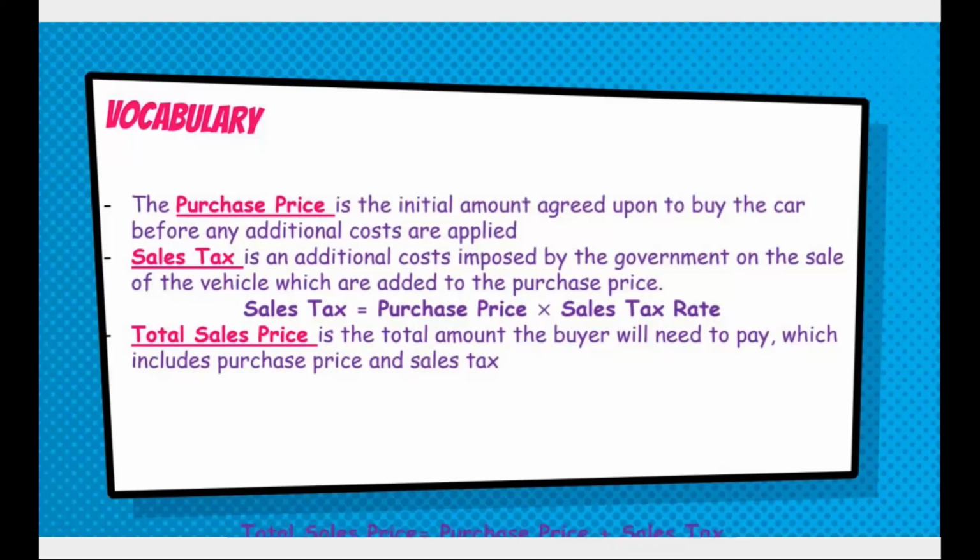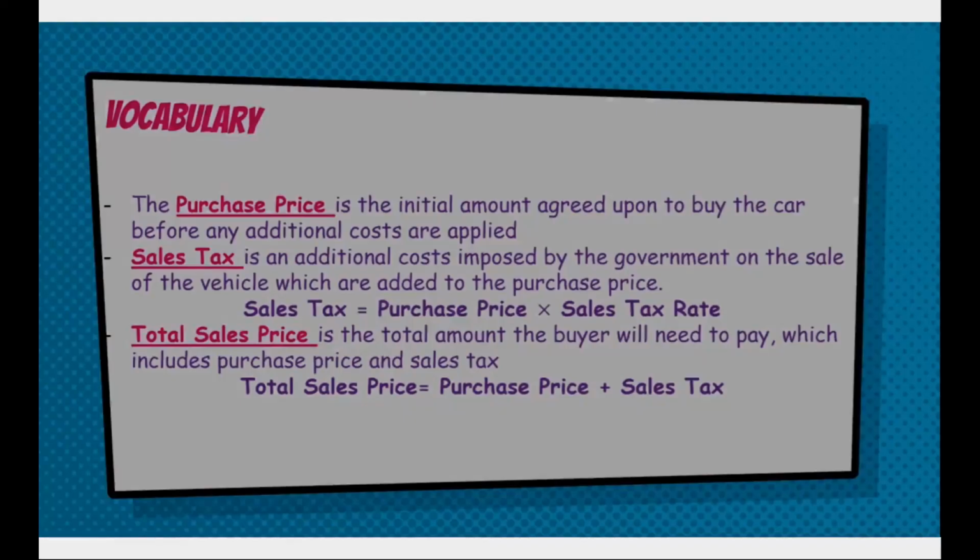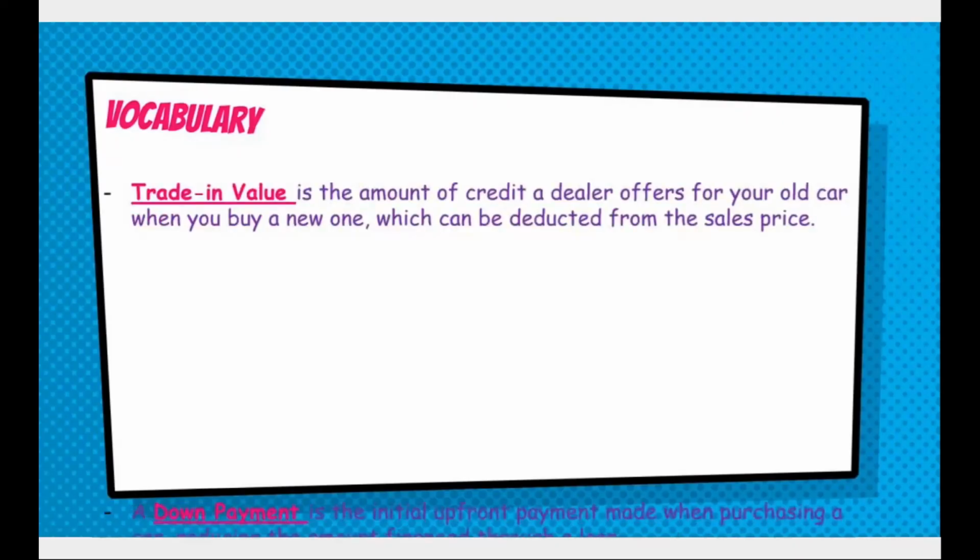So the total sales price is the price after tax. Whatever you agree upon, the purchase price plus the sales tax gives us our total sales price. So you're going to be finding your total sales price after tax. And then a trade-in value is the amount of credit a dealer offers you for your old car when you buy a new one, which can be deducted from the sales price.